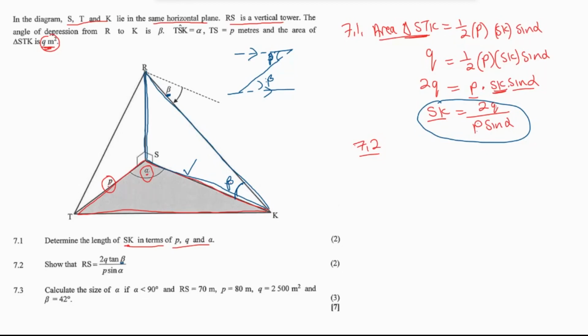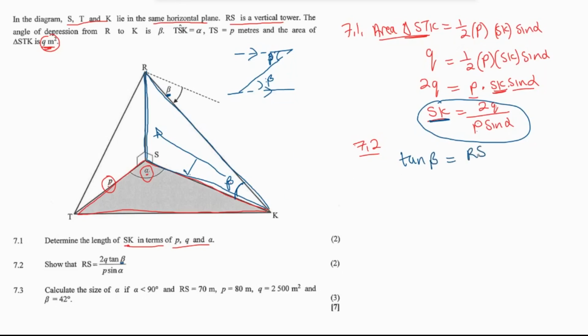Now, if you look at triangle RSK, this is a right angle triangle. So think of the Pythagoras theorem. Think of the simple trig ratios. Tan beta, sine beta, cos beta. But if you look at the reference angle and the side we are looking for, RS is the opposite side, and then we have SK, which is the adjacent side. We want to use this SK. It is the adjacent side. So we can use tan beta, which is the opposite side, over the adjacent side.